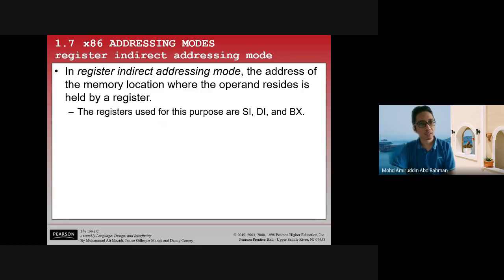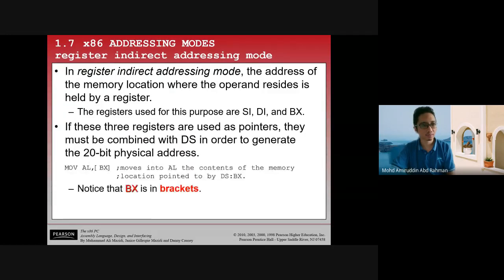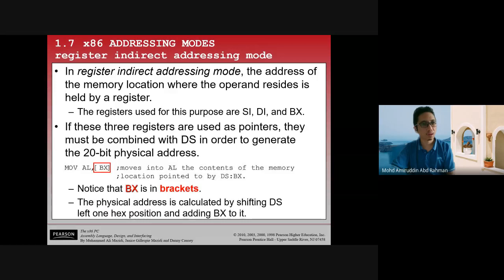Okay, now we have register indirect addressing mode. The address of the memory location where the operand resides is held by the register. The registers used for this purpose are SI, DI and BX. So this is the register indirect.